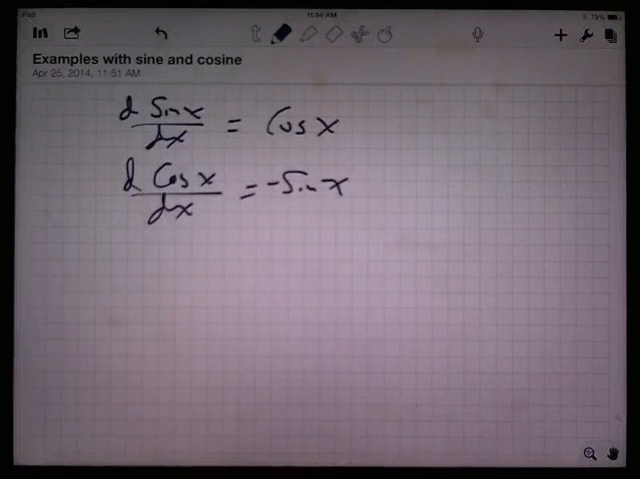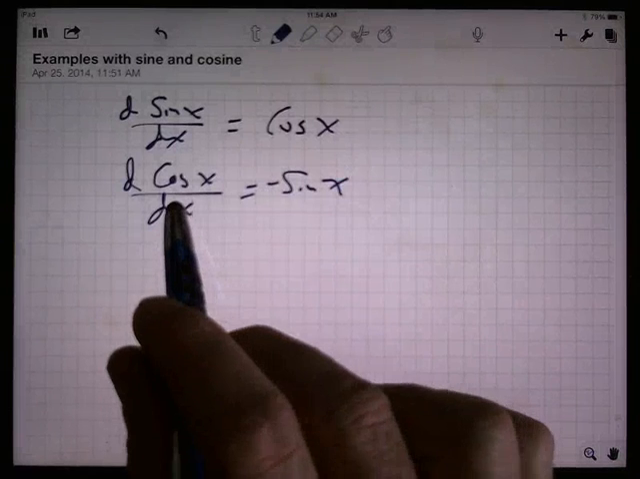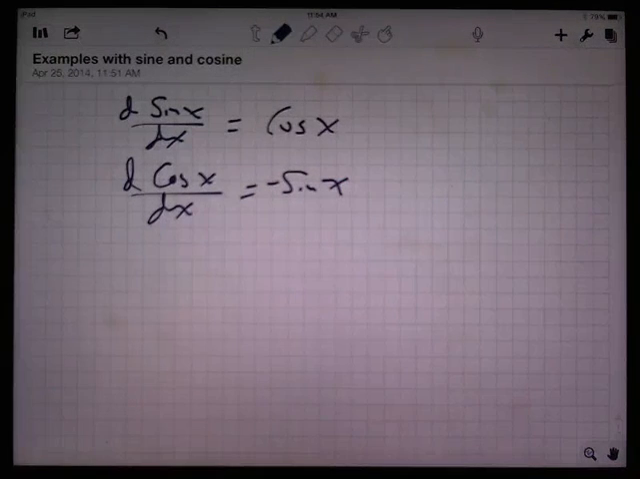All right, we've got two new derivative rules. The derivative of sine x is cos x. The derivative of cos x is negative sine x. And these rules play nicely with all the other rules that we've already done.